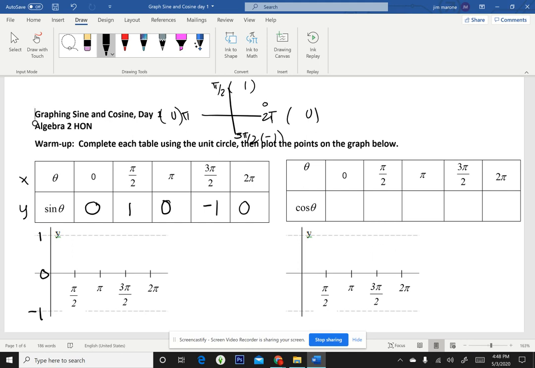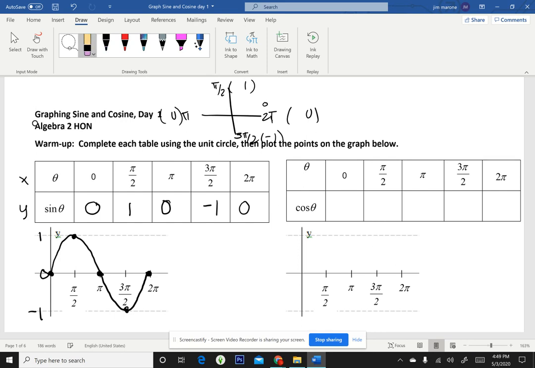So the first point, if theta is 0 and y is 0, then we can plot a point here. If theta is pi over 2 and y is 1, that point is here. Pi is 0, 3 pi over 2 is -1, 2 pi is 0. What we just graphed there is what's called a sine wave. That is one period of a sine wave. Because once I keep going on, if I do 0 again, go back to the beginning.